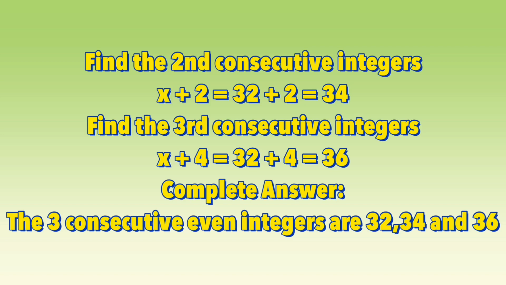Next, find the third consecutive integer, x plus 4. The value of x is 32 plus 4 equals 36. Our complete answer now: the 3 consecutive even integers are 32, 34, and 36.